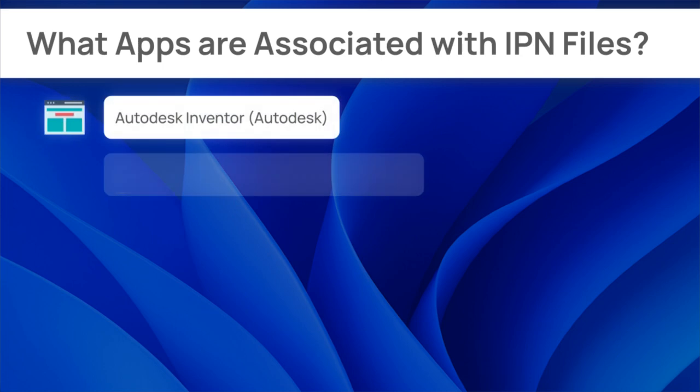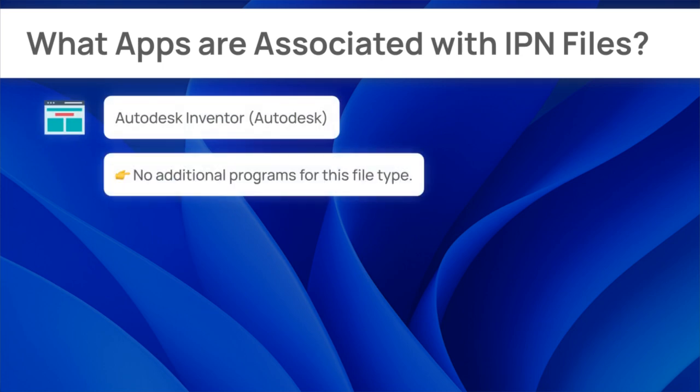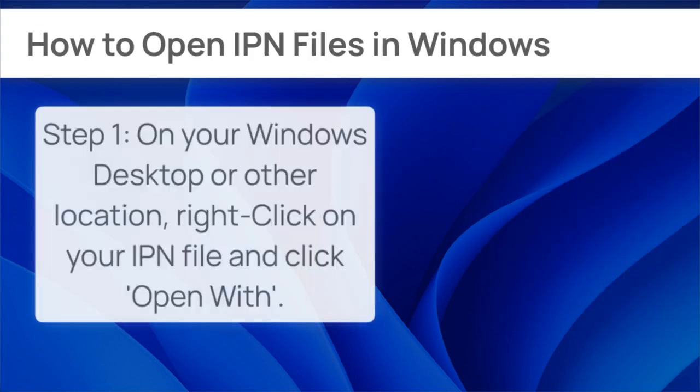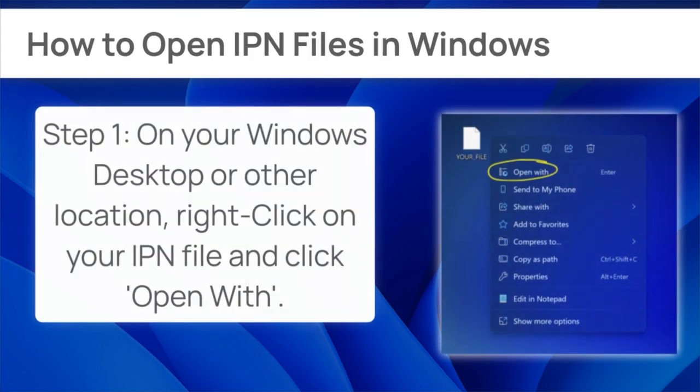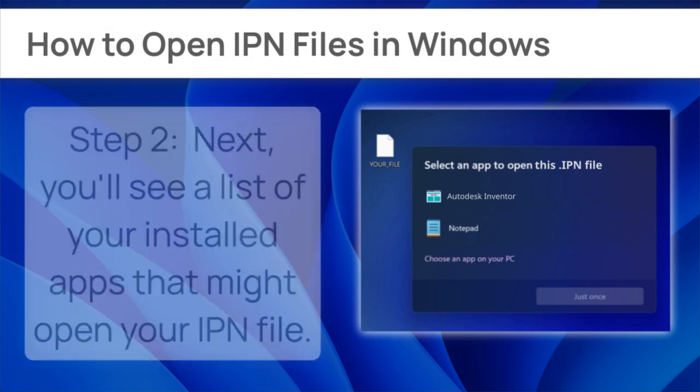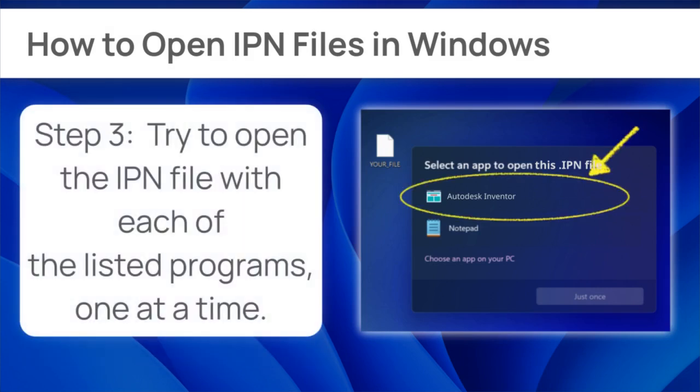The optimal viewer for the IPN format is generally considered to be Autodesk Inventor from Autodesk. Full rendering of all file components is dependent on dedicated proprietary software. Windows won't display parametric or assembly data, so full access depends on dedicated modeling tools. To guarantee file access, right-click your IPN file and select Open With. If Autodesk Inventor is an option, test it. If it's not available, choose another program. We are trying to force the file open with a compatible application.